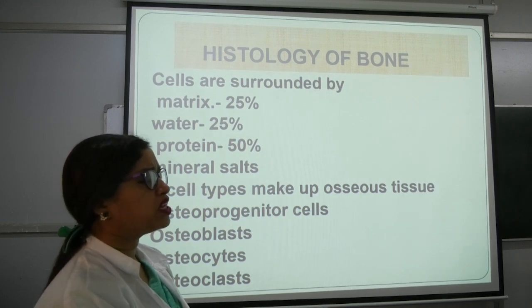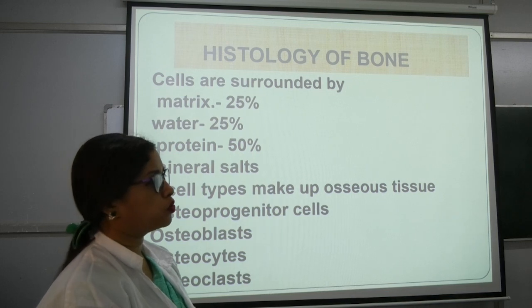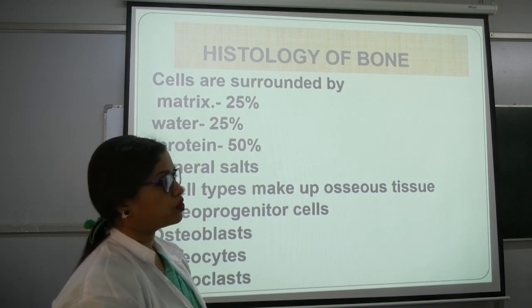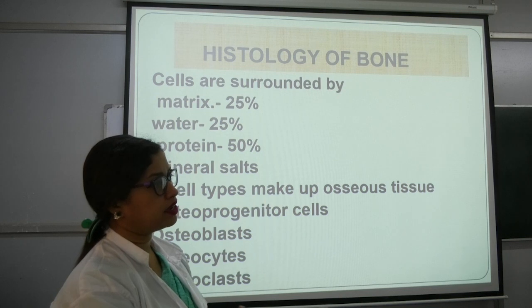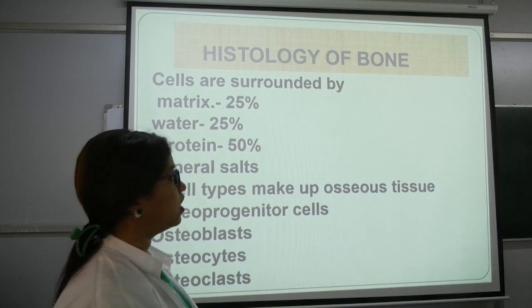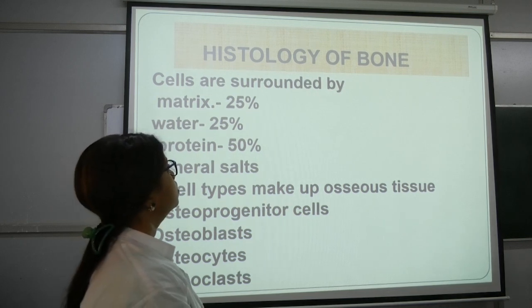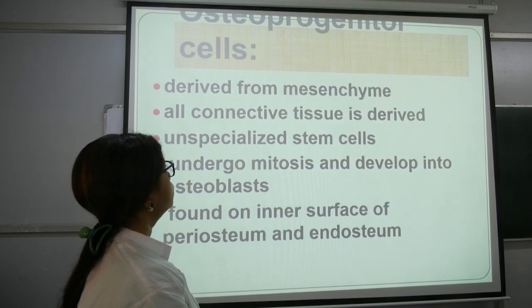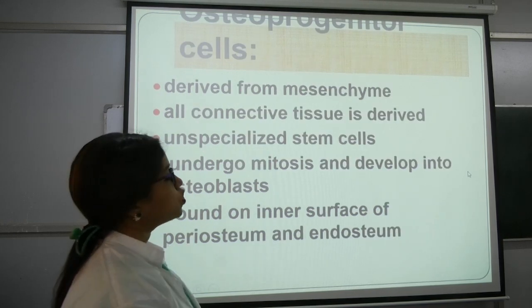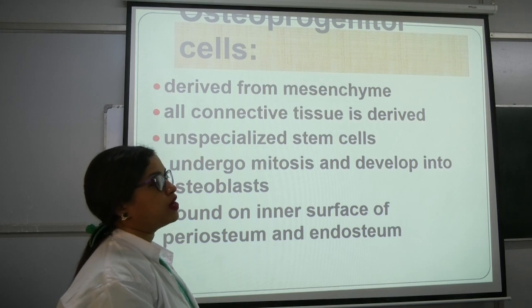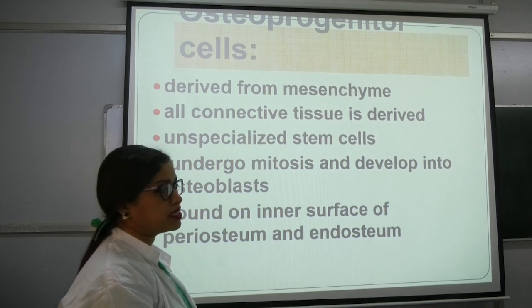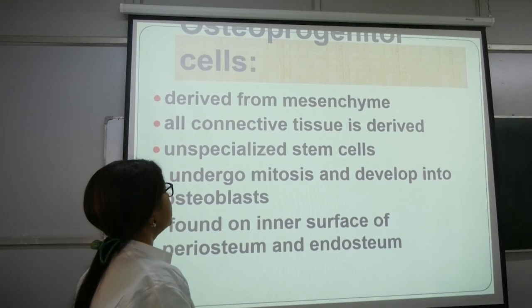One thing I have not mentioned is the structure of long bone and short bone. I already told you, the epiphysis, diaphysis, all that is included in this, so you have to study along with that. So the first one is the osteoprogenitor cell.